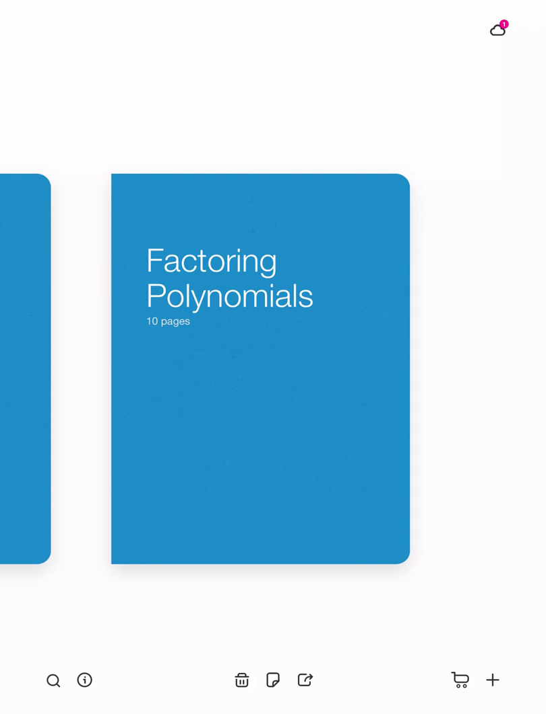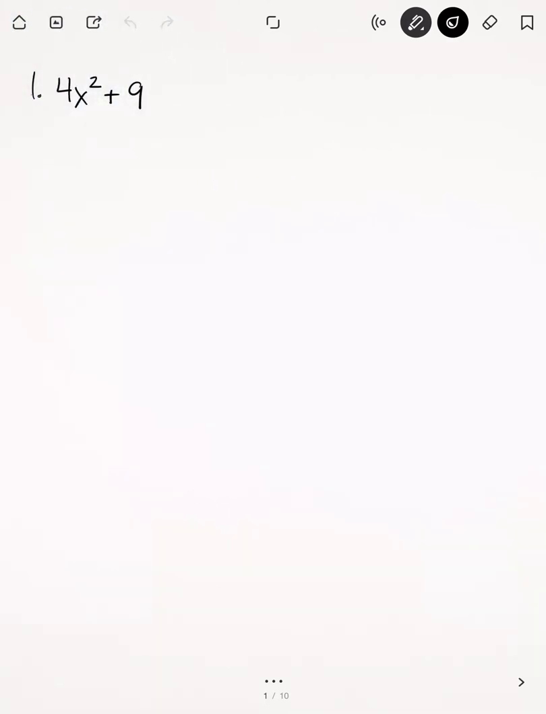This video is a quick review on factoring polynomials. So this first one, we have 4x squared plus 9. If we notice, 4x squared is a perfect square, 9 is a perfect square. So this is, because of the plus sign, a sum of squares.